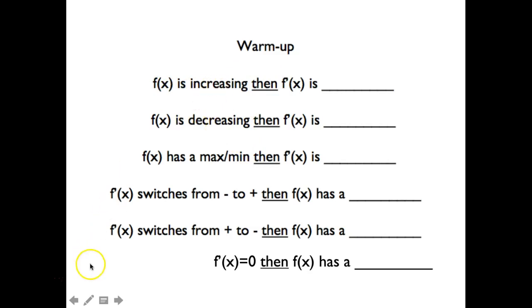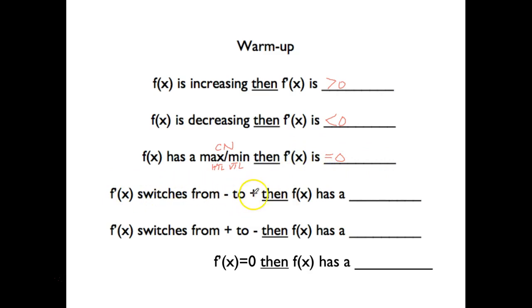If f of x is increasing, then f prime is greater than 0. We answered these last time too. If f of x is decreasing, that means that f prime is less than 0. If f of x has a max or a min, then that means that the derivative is equal to 0, because remember, these max and mins occur at the critical numbers, the horizontal tangent lines and the vertical tangent lines. And so these are where the derivative is equal to 0.